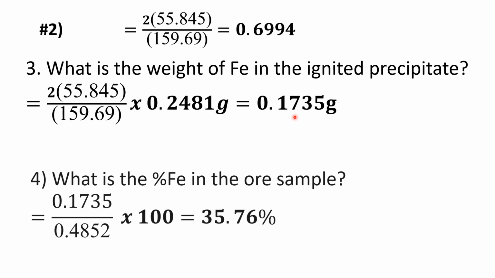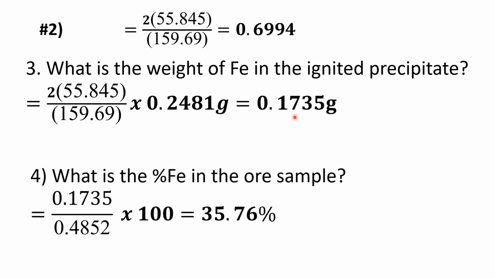Yung sunod is what is the percent iron in the ore sample. So ito na yung iron over the mass of the ore, yung sample, yung mixture, times 100 will give you 35.76%. Remember, ito yung given sa inyo, 4 significant figures. And ito rin yung given sa inyo, 4 significant figures. Kaya yung final answer, since you carried out multiplication division, your final answer should also contain 4 significant figures.